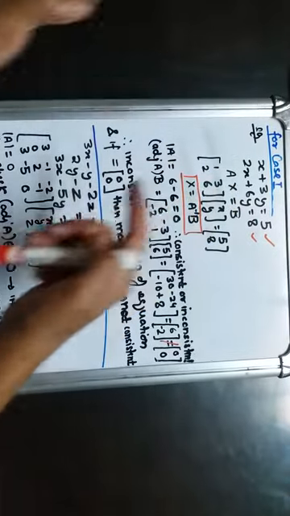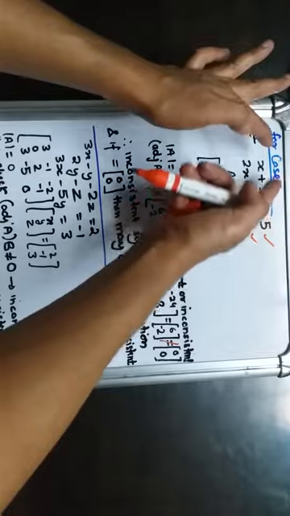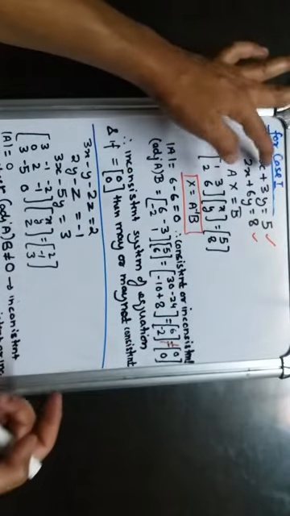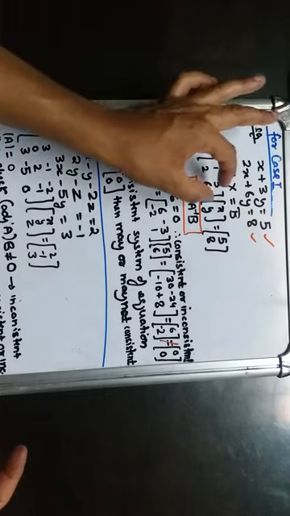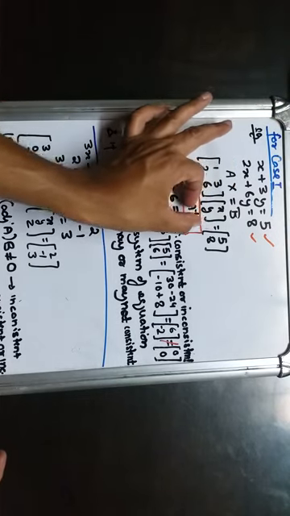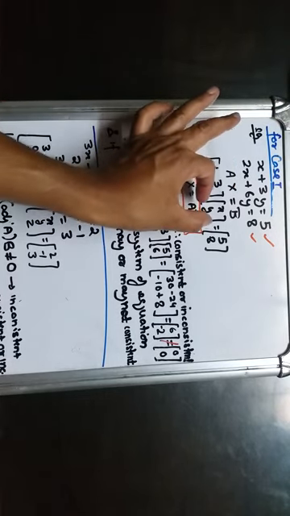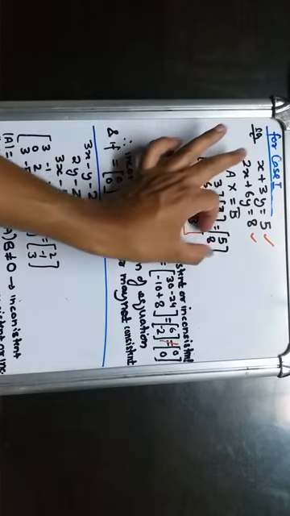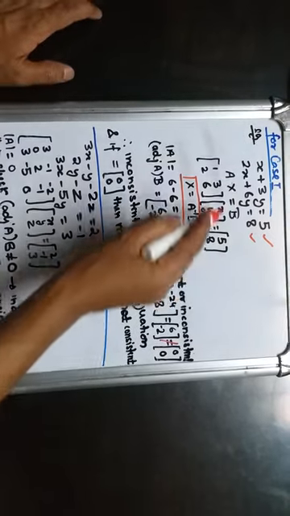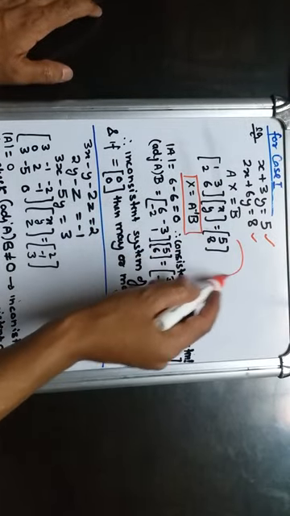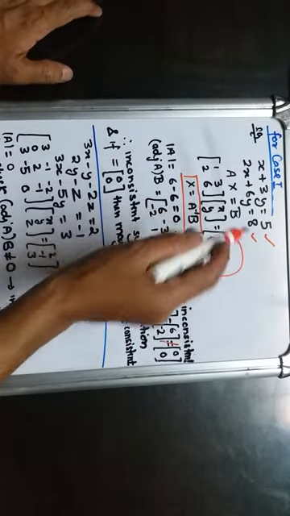So frame this equation like we have discussed in the previous video: Ax equals b. So what is A? The coefficients of x and y: 1, 3, 2, 6. And what is x? X is the two variables which we are going to find out. And b is what? On the right side, the constant terms: 5 and 8. So Ax equals b, that means x equals A inverse b.